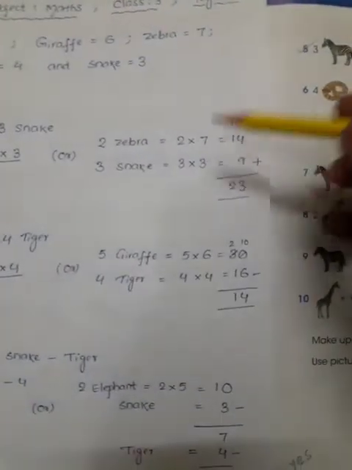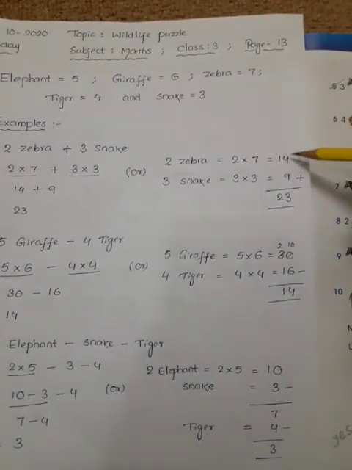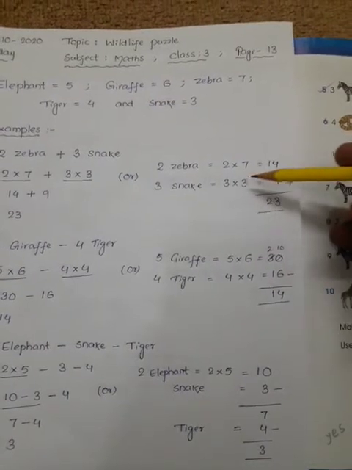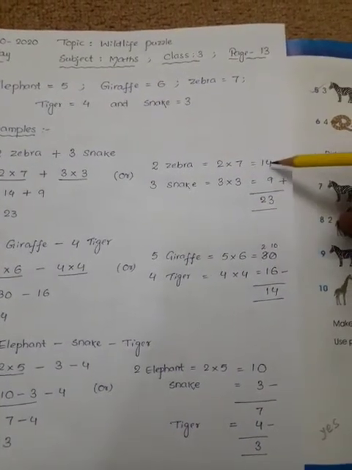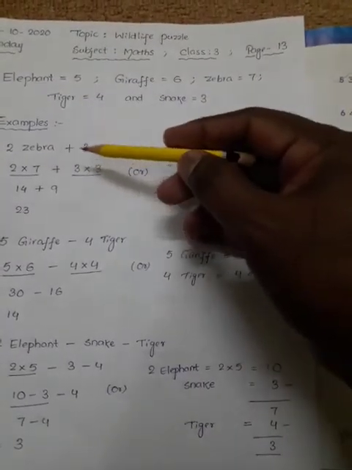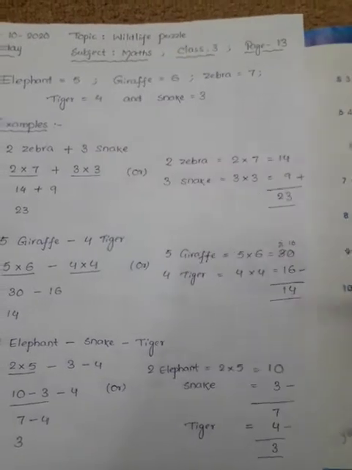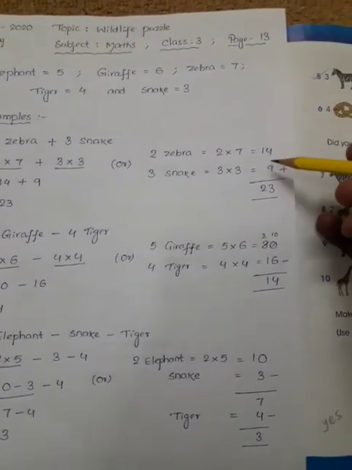You can use this method also. 2 zebra means 2 multiplied by 7 equal to 14, and 3 snake means 3 multiplied by 3 equal to 9. So 14 plus 9 equal to 23. Why add? Because between 2 zebra and 3 snake there is a plus symbol, so you have to use plus.